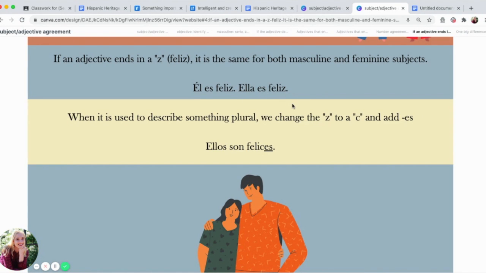Ella es feliz. The reason why Z is important is because if we are changing it from singular to plural, we need to take out the Z and replace it with C. So quitamos la Z, we take out the Z, y ponemos la C, we put in the C, and then we add ES. Él es feliz, that's singular. Ellos son felices. They are happy, that is plural. Now we're describing more than one person.